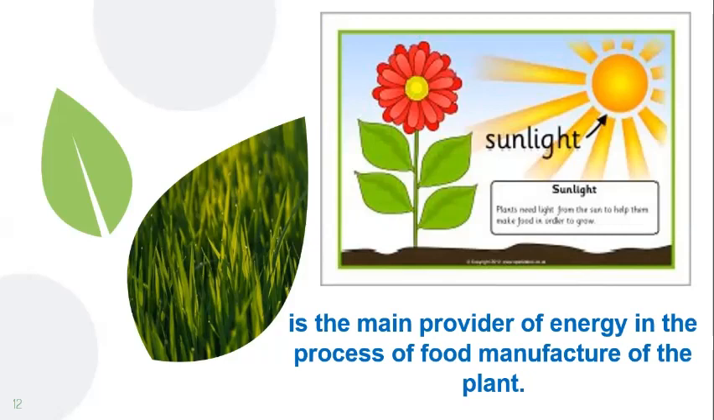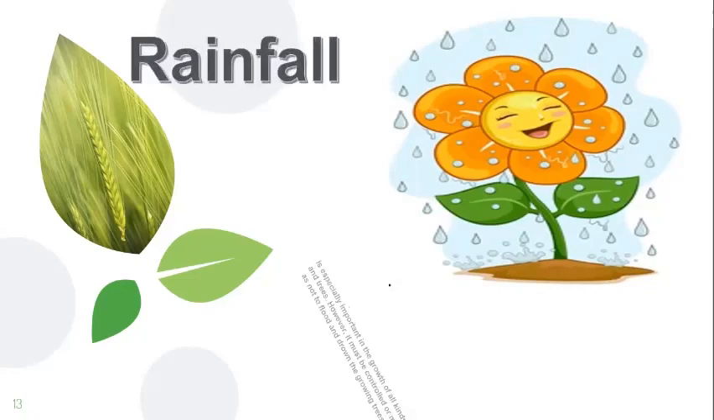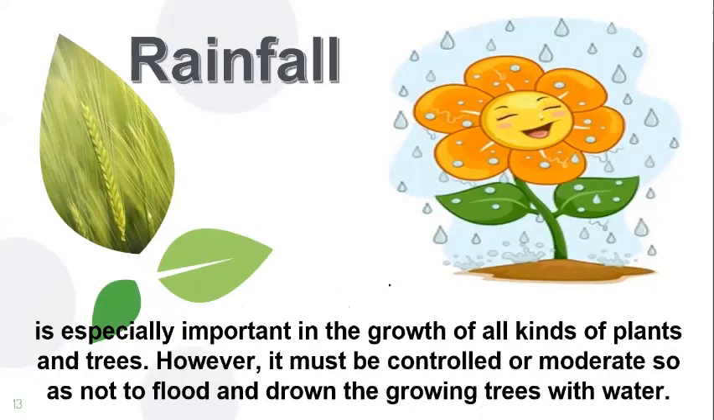Sunlight also is the main provider of energy in the process of food manufacture of the plant. Next factor we have, what have you observed with the plant? The plant is very happy. It's enjoying the rainfall. Yes. Rainfall is especially important in the growth of all kinds of plants and trees. However, it must be controlled or moderate so as not to flood or drown the growing trees with water.